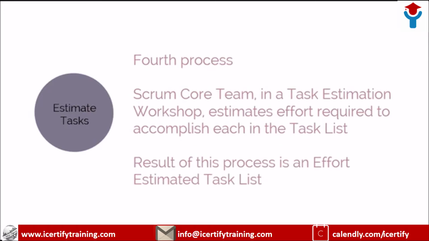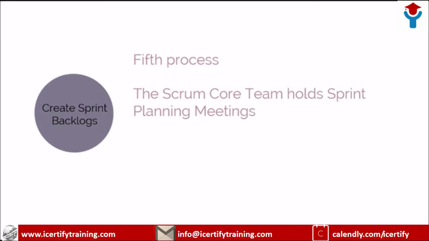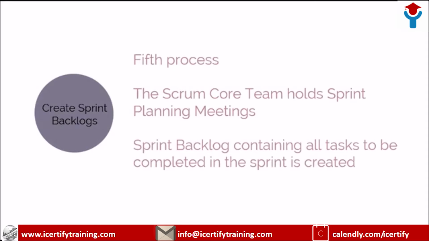The last process conducted during this phase is create sprint backlog. In this process, the Scrum core team holds sprint planning meetings where the group creates a sprint backlog containing all tasks to be completed in the sprint.